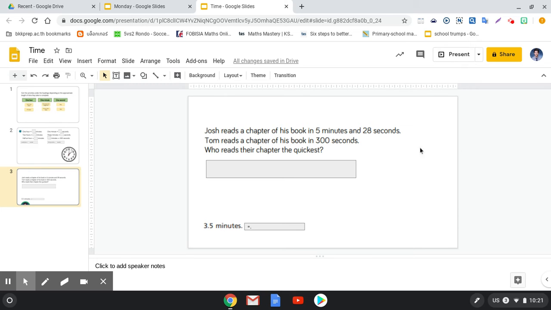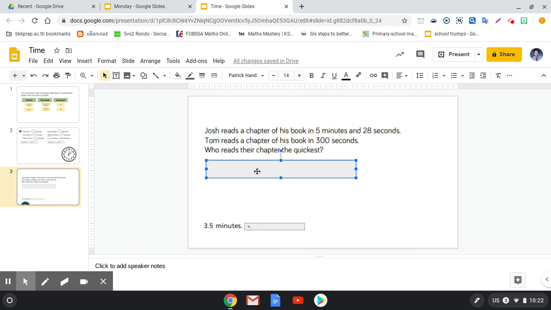problem. So I'm going to focus on this 300 seconds and I'm going to turn that into minutes so I can compare it nicely with Josh's time. Now I know that 60 seconds makes 1 minute. So if I count up in 60s, then hopefully I'll find out how many minutes it took Tom. So 60 seconds is 1 minute, 120 seconds is 2 minutes, 180 seconds is 3 minutes, 240 seconds is 4 minutes, and 300 seconds is 5 minutes.